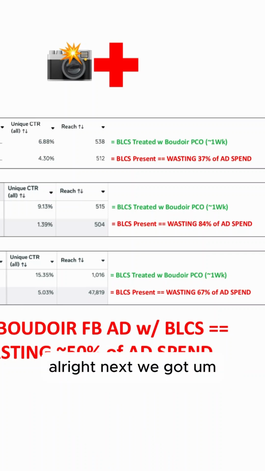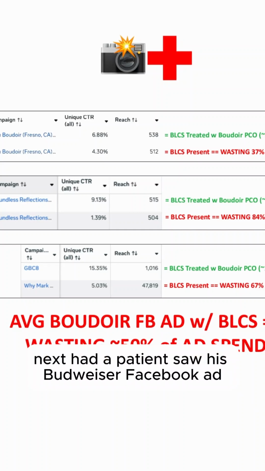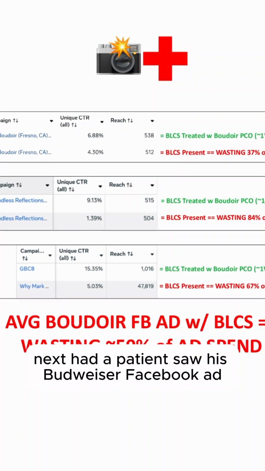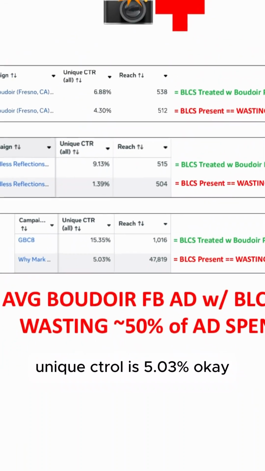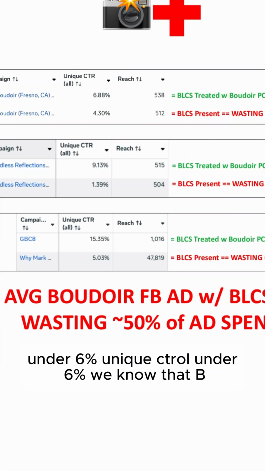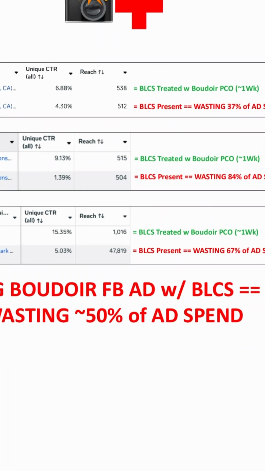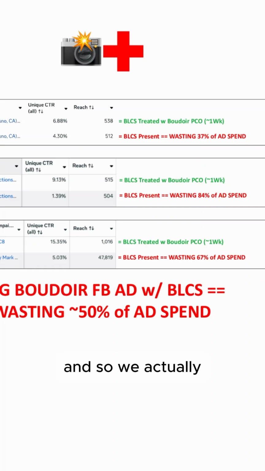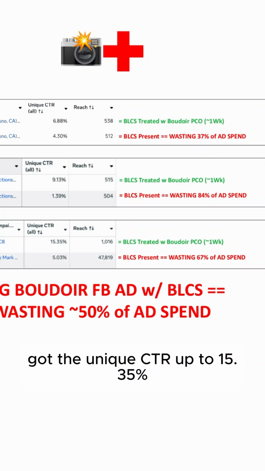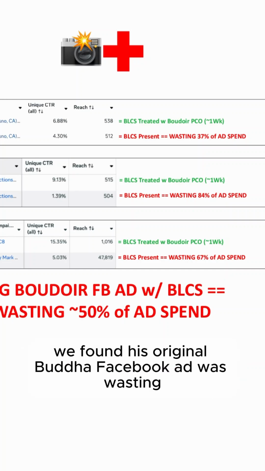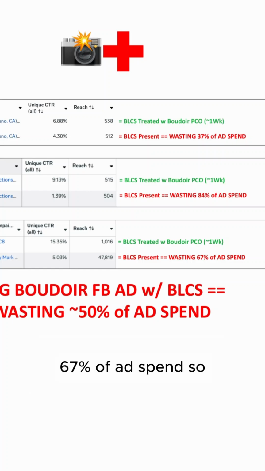All right, next we got a patient who saw his Boudoir Facebook ad. Unique CTR is 5.03%. Okay, under 6%. We know that BLCS is present, Boudoir low click syndrome. And so we treated it with Boudoir Pico, got the unique CTR up to 15.35%. So we found his original Boudoir Facebook ad was wasting 67% of ad spend.